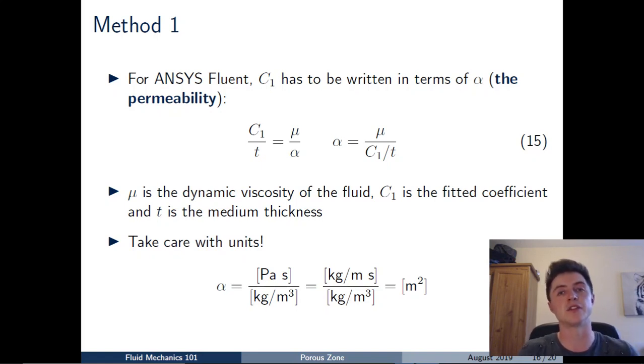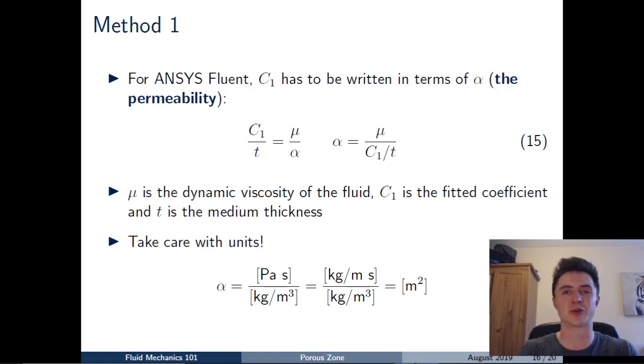So you can see that if you did do the curve fitting exercise there, you'd now have your coefficient C1, divide it by the thickness of the medium, and then you would divide the dynamic viscosity of the fluid by that coefficient, and that would give you the face permeability, and you'd apply that face permeability to the model in Fluent. Now, that may seem confusing at first, but it's important to remember that all you're really doing here is specifying that linear coefficient C1.